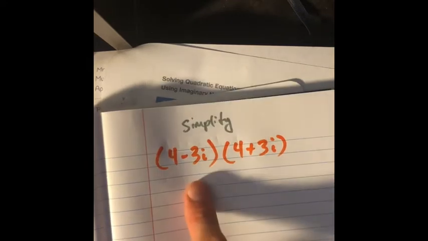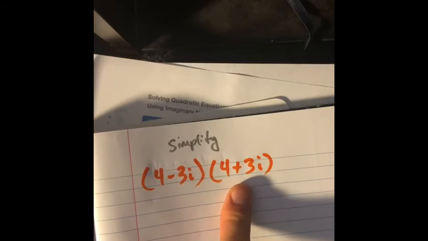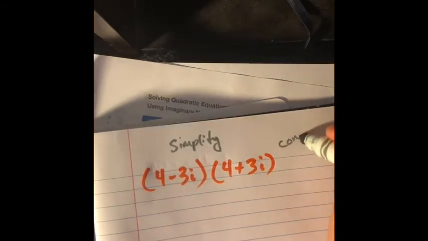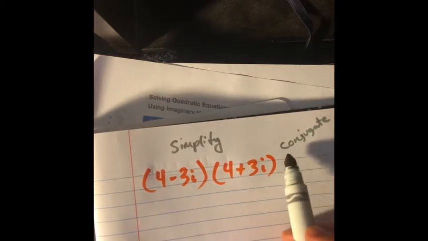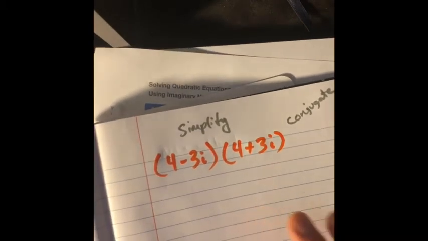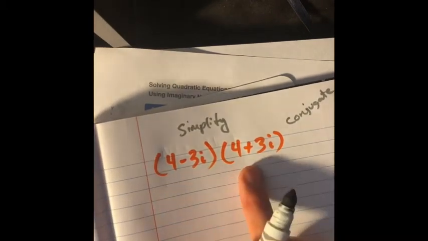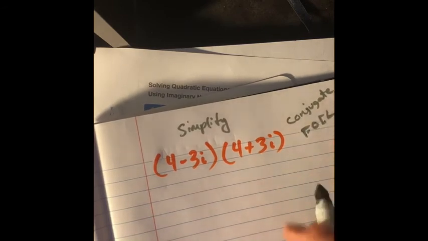Okay, the next thing I'm going to do, since I have 4 minus 3i, 4 plus 3i, is recognize this as a conjugate. And so you'll see that a lot of things are going to cancel, and this is actually going to wind down to a very simple answer. Okay, so two complex numbers, that's FOIL: first, outside, inside, last.